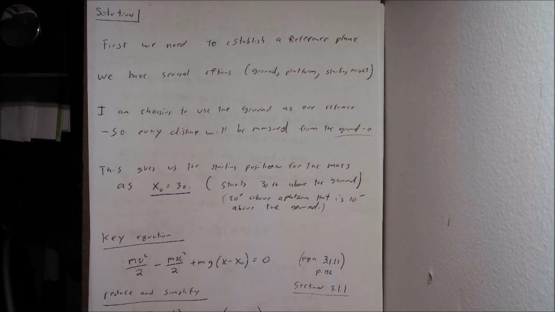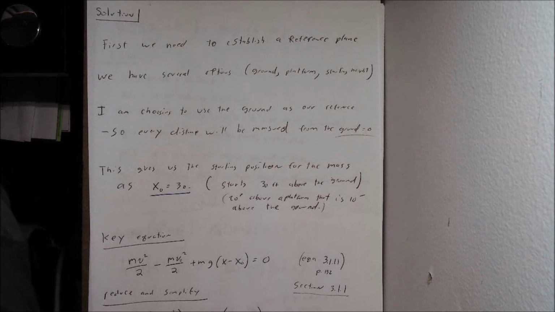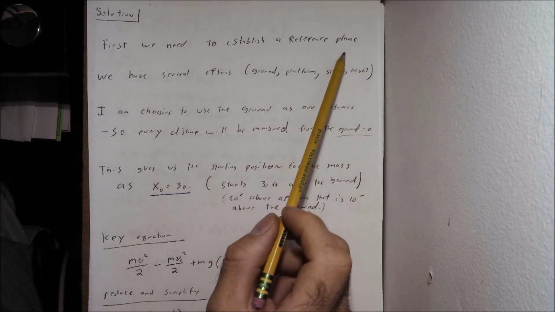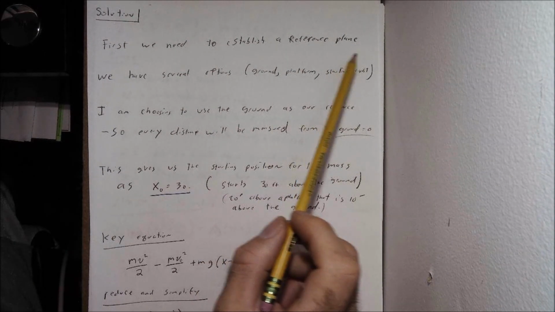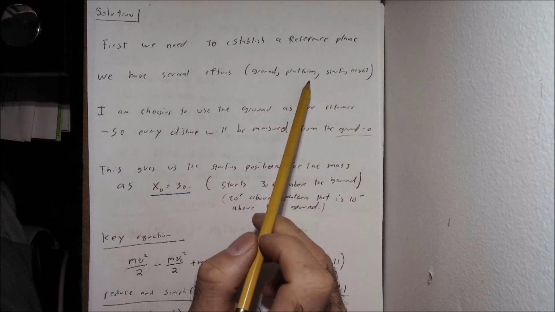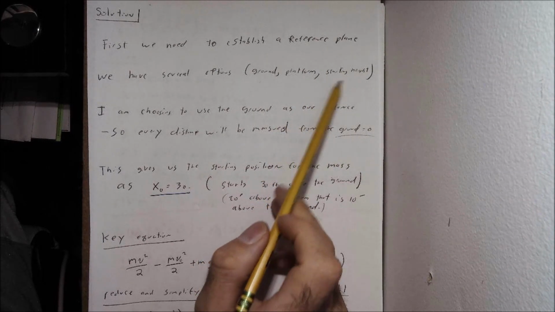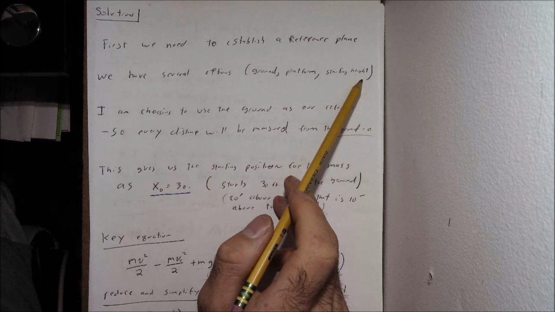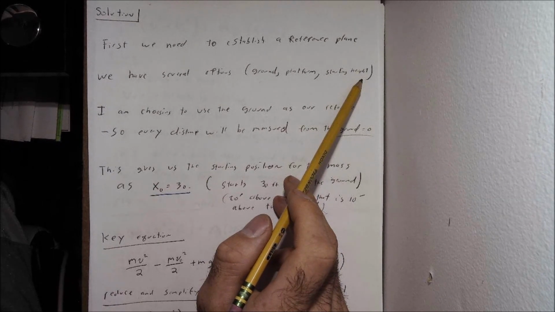Now that we've taken the time to create our setup page, know exactly what we're given, what they're asking us to solve for, and all the assumptions we've made, we can now begin our solution. As we begin the solution, the first thing we need to do is establish a reference plane. We have a couple different options here. We can do the ground as a reference plane, we could do the height of the platform as a reference plane, or we can do the starting height where the mass is released from as the reference plane.